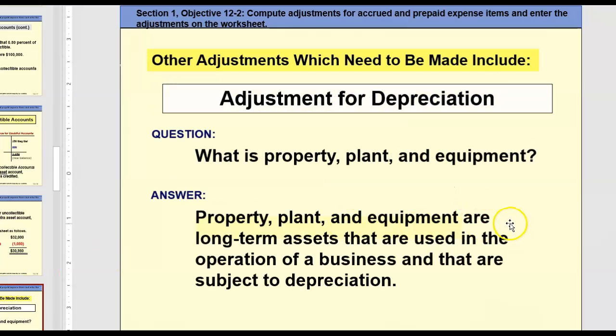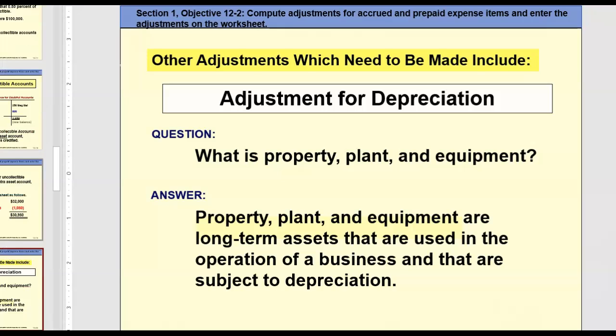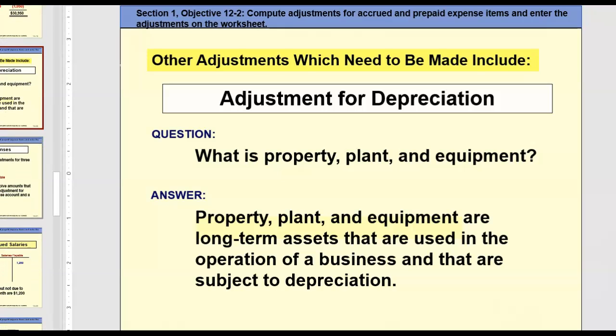Now we need to adjust for depreciation. What's the property, plant, and equipment depreciation? These are long-term assets that last longer than a year. Generally, when you list assets on the balance sheet, they go from the most liquid, that's why cash is listed first, to the least liquid, the hardest ones to get rid of, which would be your property, plant, and equipment. So those are always listed last.